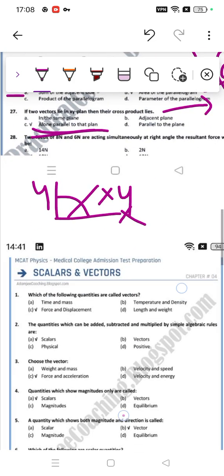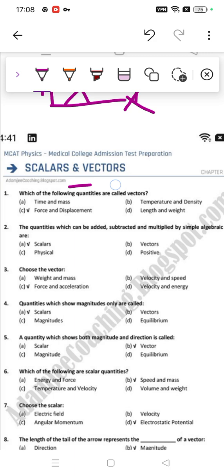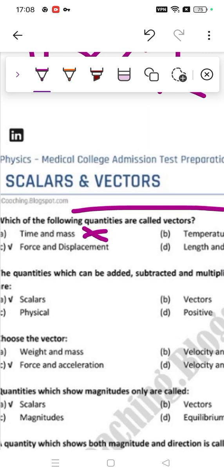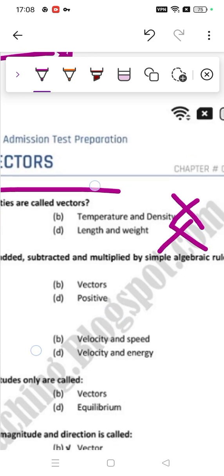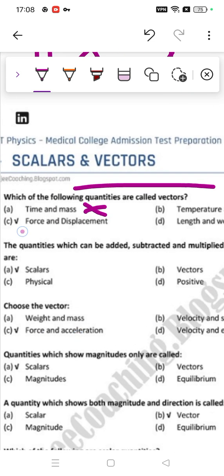Then we have, which of the following quantities are called vectors? We know mass, wherever you see mass, it means a scalar quantity. Wherever you see temperature, it's a scalar quantity. Wherever you see weight, it's a scalar quantity. So if we talk about force and displacement, they both are vectors. So I hope it will be clear.